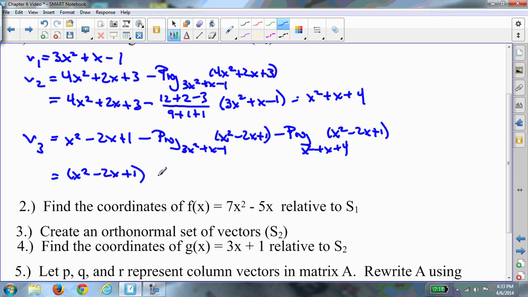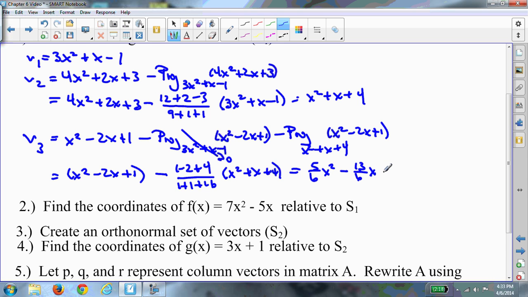So I just have to subtract the second one, so this actually comes out to be 1 minus 2 plus 4, all over the magnitude, which is 1 plus 16, times the vector that I'm projecting onto, which is x squared plus x plus 4. And so if I do all that, I believe I get 5/6 x squared minus 13/6 x plus 1/3. Now I'm going to rescale this since all I'm really interested in is that they're orthogonal. So I'm going to make this 5x squared minus 13x plus 2.